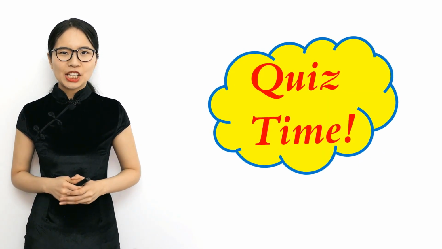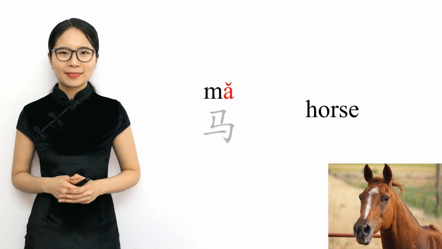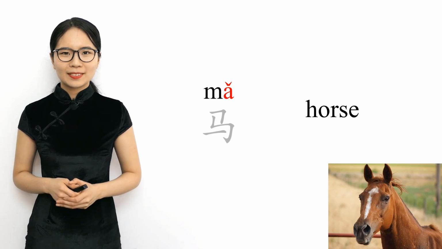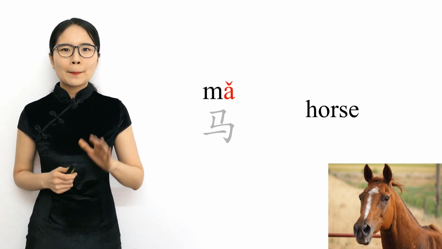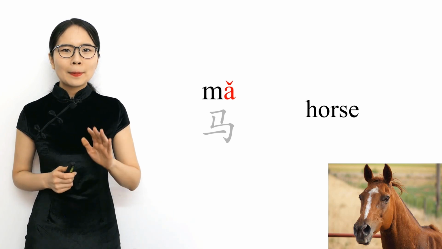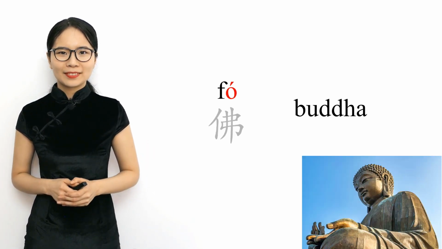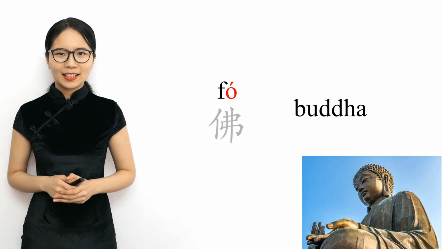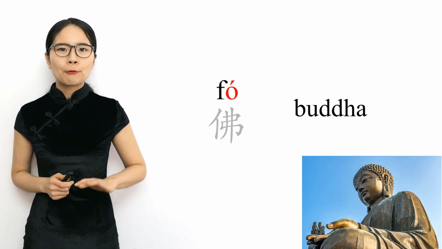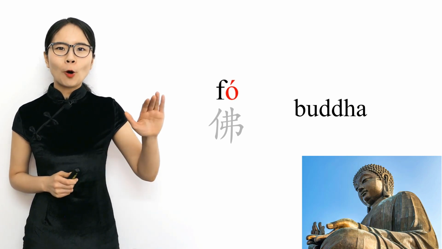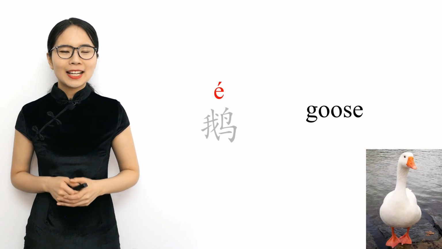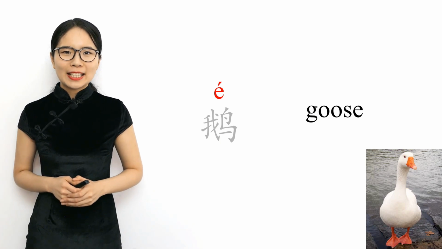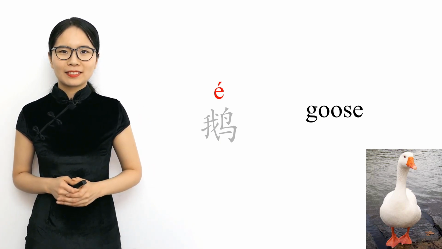Let's check your pronunciation by having a quiz. How do you pronounce this word, which means horse? That's right. Horse is 马. How do you say Buddha in Chinese? Correct. Buddha is 佛. How do you say goose? That's right. Goose is 鹅.